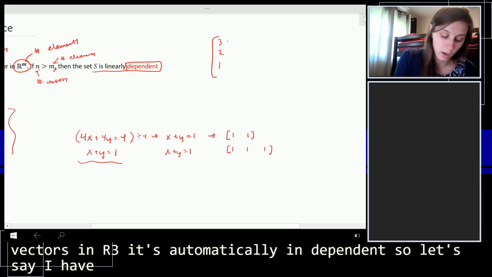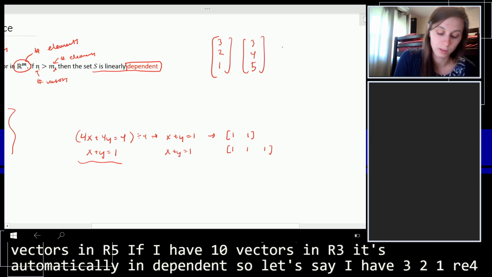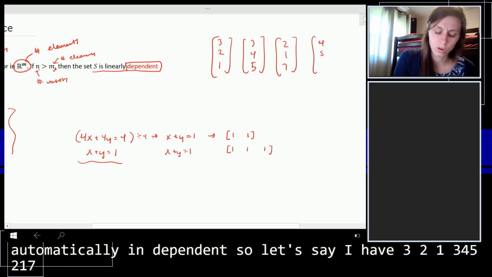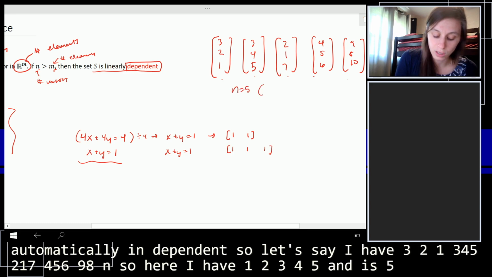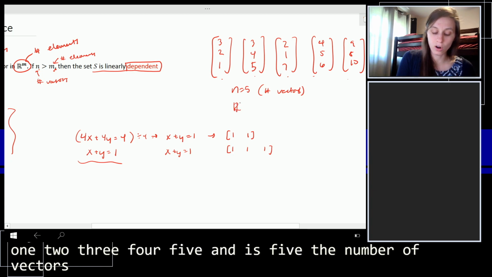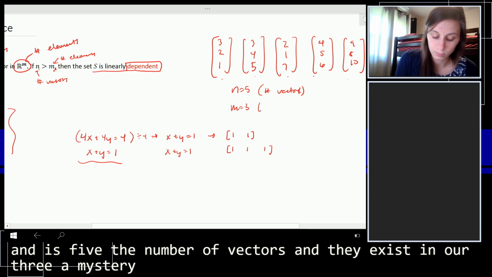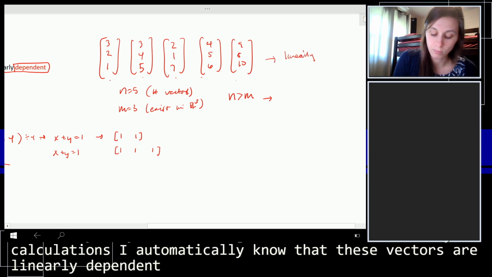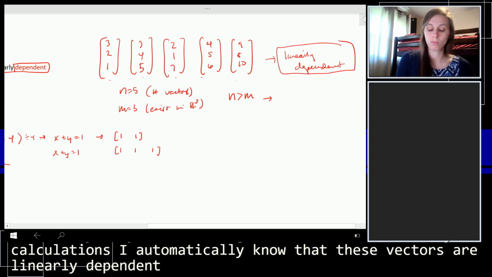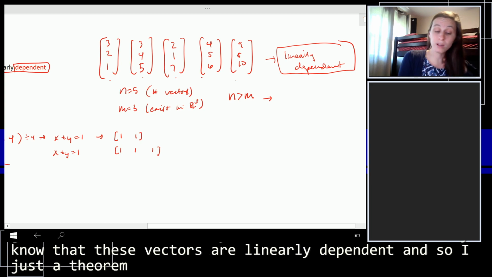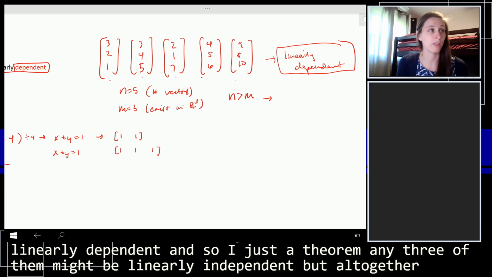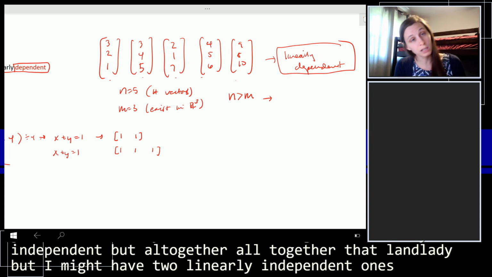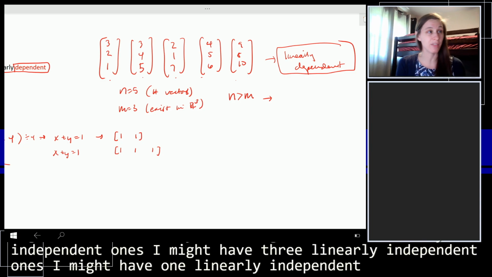So let's say I have 3, 2, 1, 3, 4, 5, 2, 1, 7, 4, 5, 6, 9, 8, 10. So here I have 1, 2, 3, 4, 5. N is 5, the number of vectors. And they exist in R3, or M is 3. Since N is greater than M, without any calculations, I automatically know that these vectors are linearly dependent. Okay, so that's just a theorem. Any 3 of them might be linearly independent, but altogether they're linearly dependent. I might have 2 linearly independent ones, I might have 3, I might have 1, but altogether they are linearly dependent.